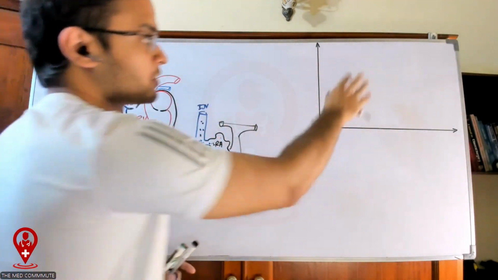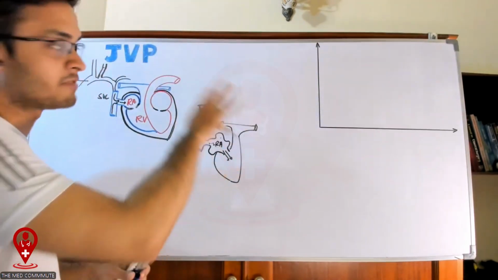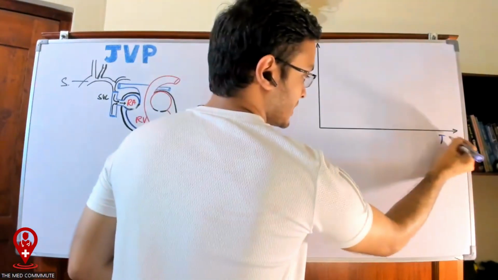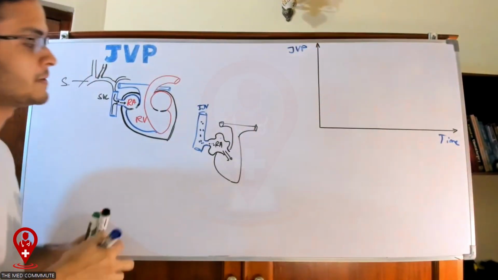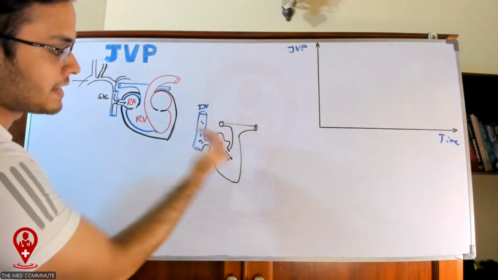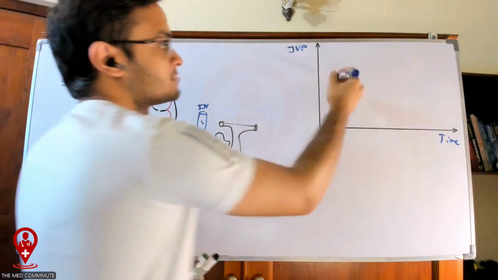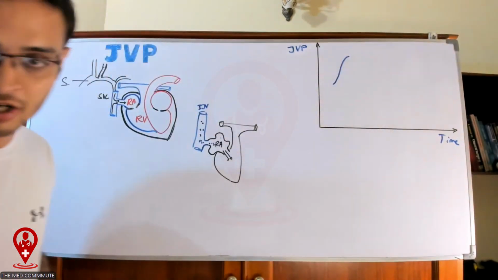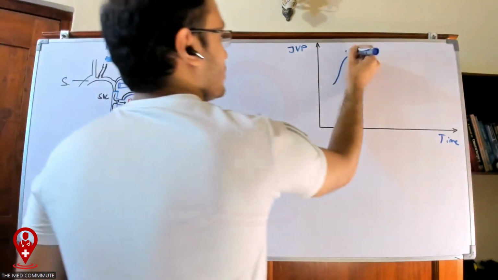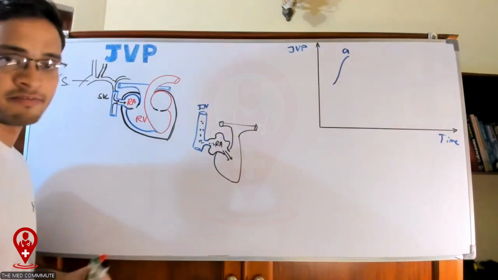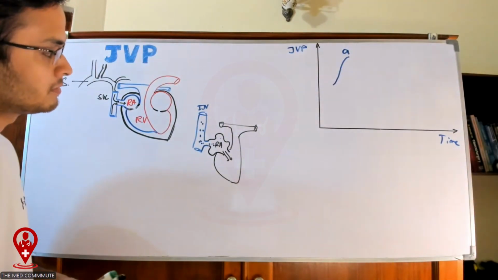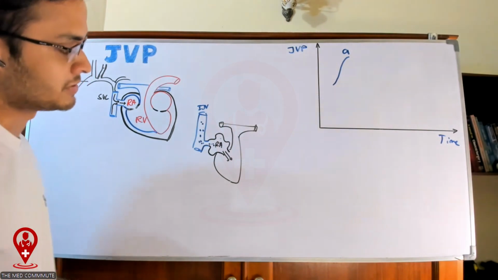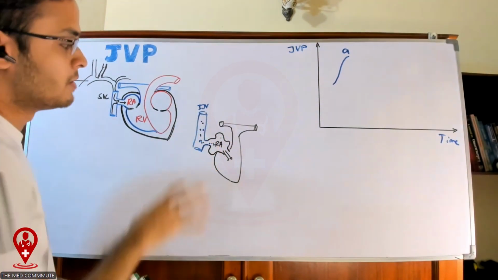And because of this, now we will draw the graph here, the graph of the JVP. This is basically the jugular venous pressure plotted against time. What we're going to see is as the right atrium contracts, this elevated pressure is going to be transmitted to the IJV, the internal jugular vein. So there is going to be an increase in the pressure. This is what we call our A wave. This is the first step.